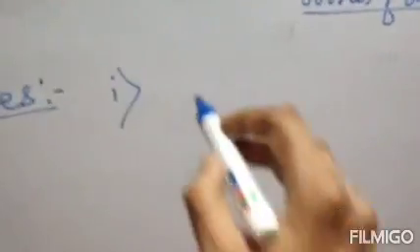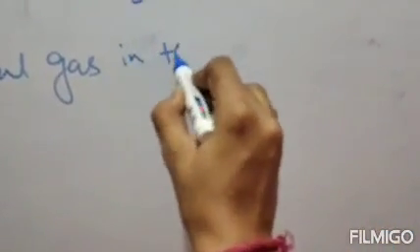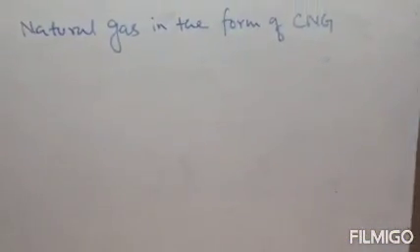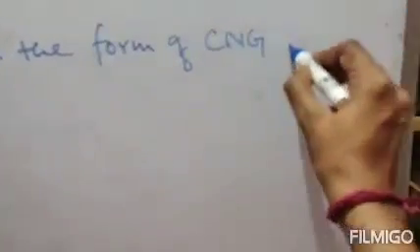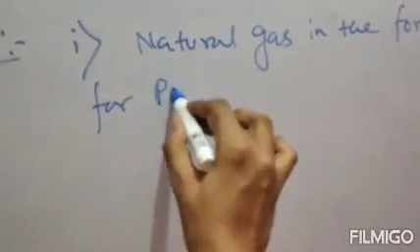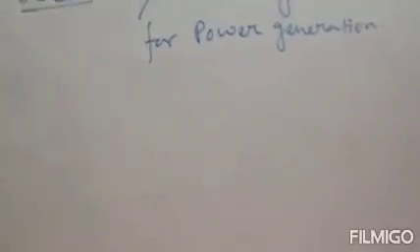Clear? So the first use is natural gas in the form of CNG. And where is it used? It is used for power generation. It is used for power generation or in vehicles. So natural gas in the form of CNG is used for power generation. Number 1.